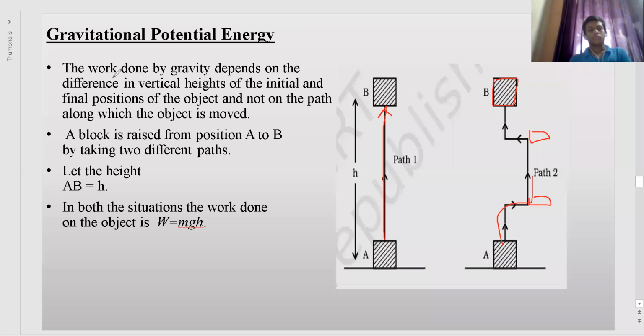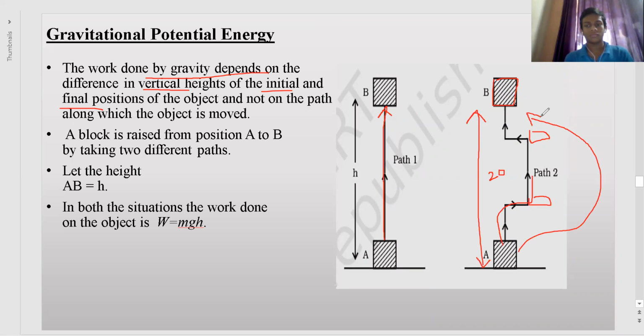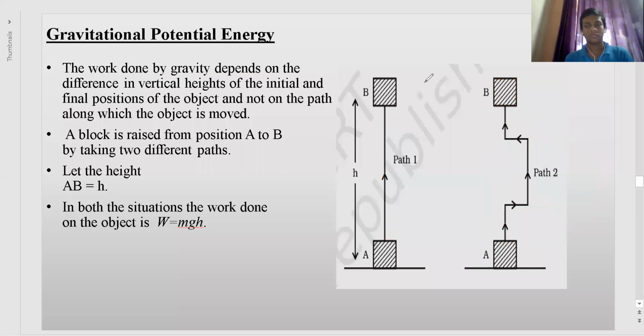Why? Because the work done by gravity depends only on the difference between the vertical heights of the initial and final position. That is, it only cares about the difference between these two positions, whether it is 20 meter or 10 meter. It doesn't depend on the path through which the body has been brought to that height. If we take it straight, it will be the same; if we take it through any other path, it will still be the same. The potential energy will be the same.